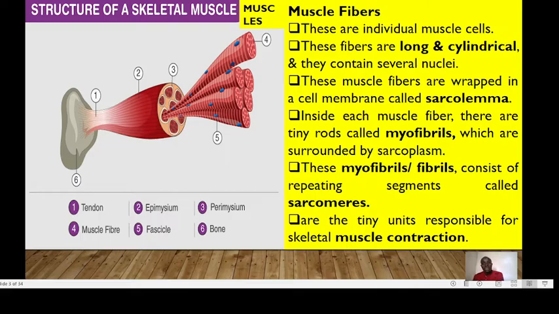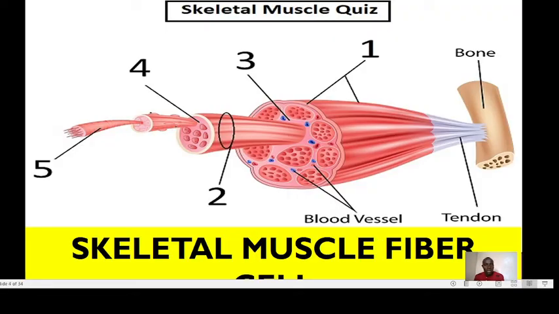Muscle fibers, these are individual muscle cells. They are normally cylindrical and long, and they contain several nuclei. So they are multi-nucleated. These muscle fibers are wrapped with a cell membrane, and this cell membrane we refer to as the sarcolemma. Inside each muscle fiber, there are tiny rods that we normally refer to as myofibrils or just fibrils. These fibrils consist of repeating segments that we refer to as sarcomeres. Remember, sarcomeres are tiny units that are responsible for muscle contraction.